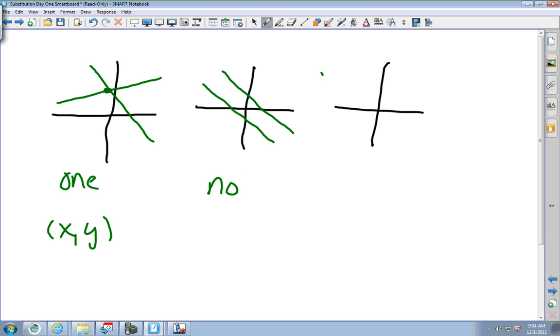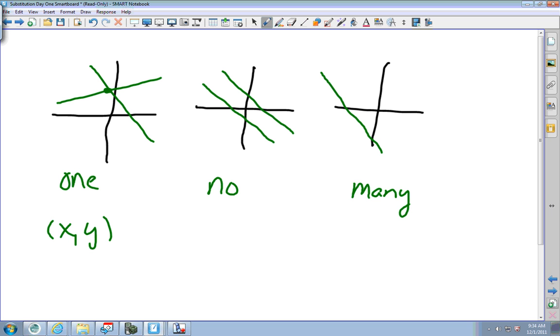And then other times, you're going to see only one line on your graph. When you only see one line, it doesn't mean that there's only one, there's not another one there. It means that both of them are lying on top of each other. So when you see something like that, it's going to be infinitely many solutions.